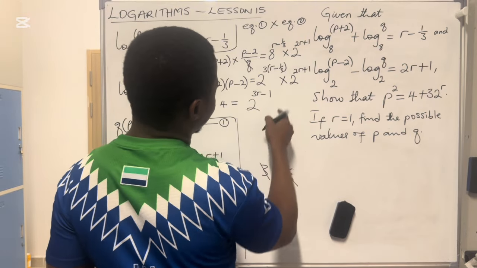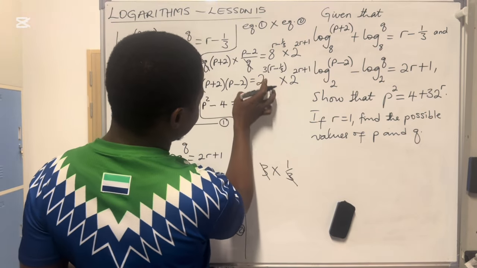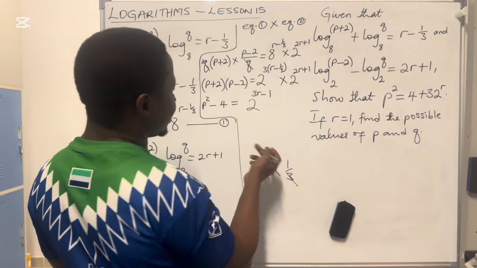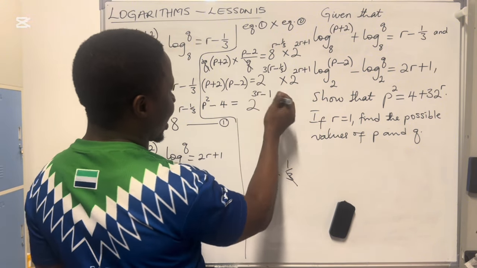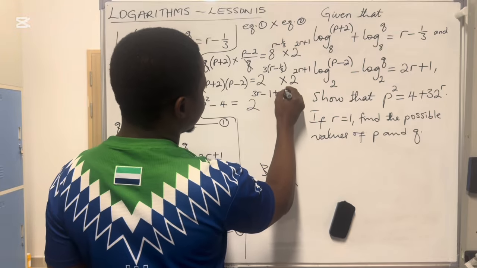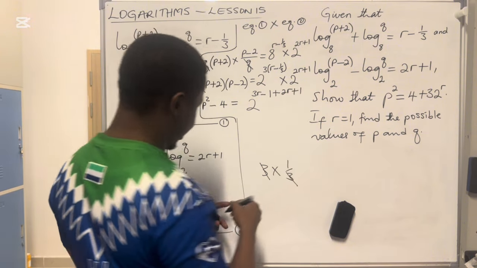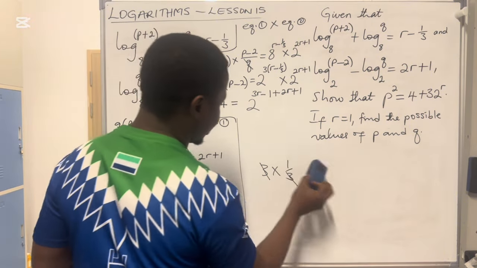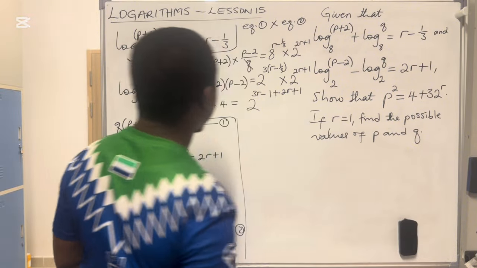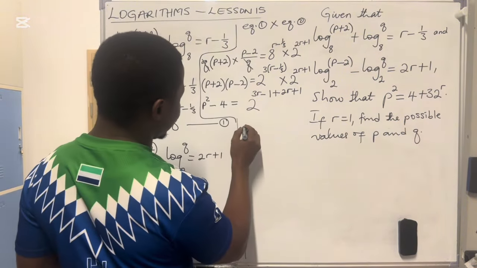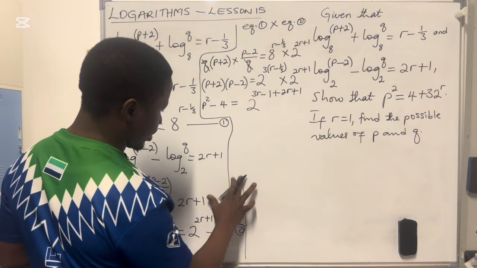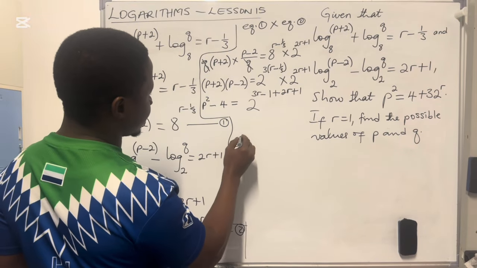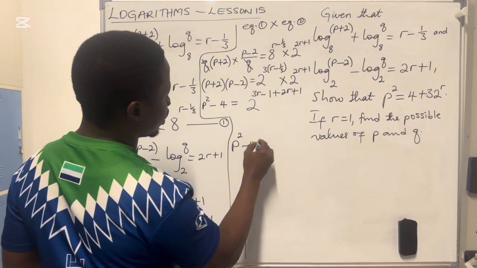Okay. This is for just this one. But we've decided this and this are the same, so take 1. Because of multiplication, we add. So we say plus 2r plus 1. I hope you see it. So this is p. This is p squared minus 4.